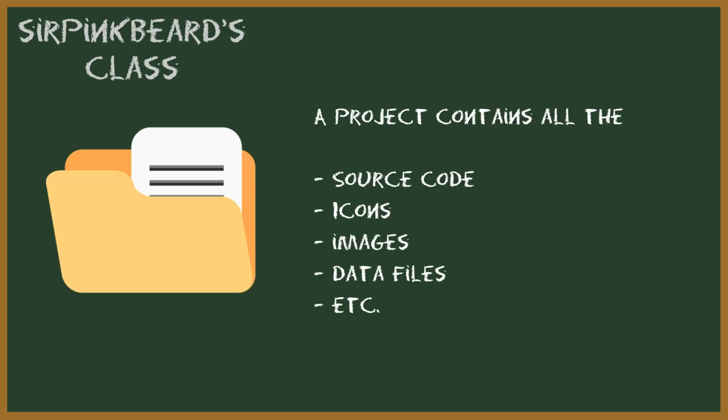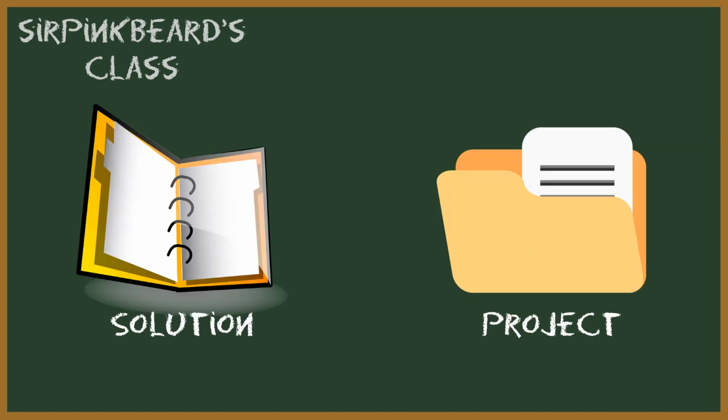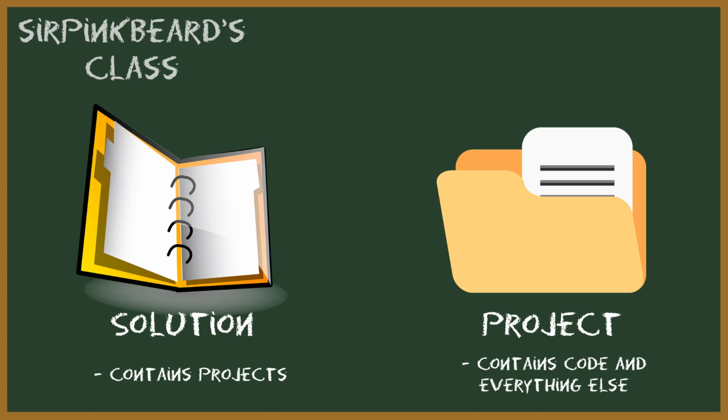Now, each individual project is just a folder inside that 3-ring binder. And each project then can contain their own bits of code, their own links, their own images, all the way down the line. So think of the solution like a 3-ring binder and the individual projects as folders, and that should get you a pretty good understanding for how that relationship works.